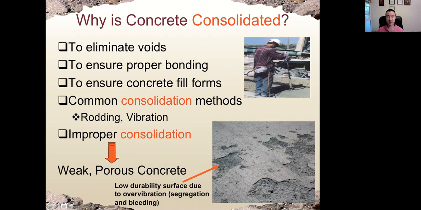If the consolidation is not good, we could have weak or porous concrete, such as honeycomb. However, too much vibration may not be good. It may cause segregation and bleeding on top of the concrete, so that will cause weaker strength of concrete on the top surface, as you can see from here.